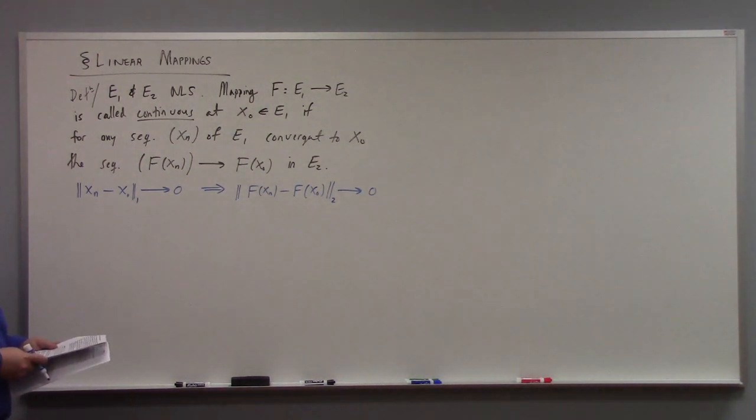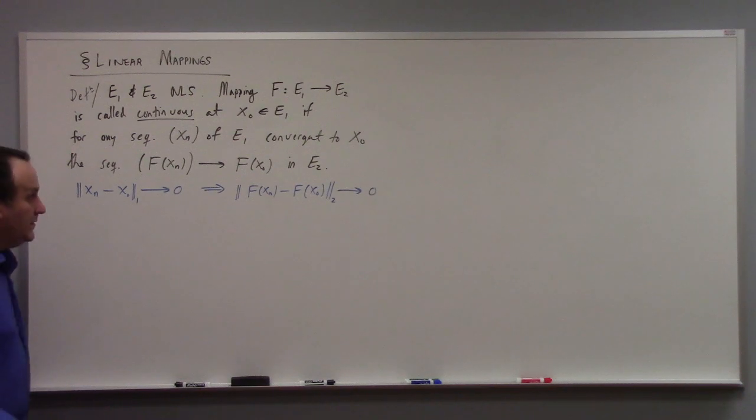Are the norms necessarily the same? No. Remember how we had definitions of norms like the max norm? Well, these are different normed linear spaces. E1 and E2 are different spaces. They could have different norms. Okay, so the norms really don't have to be related at all for this to be solid. No.